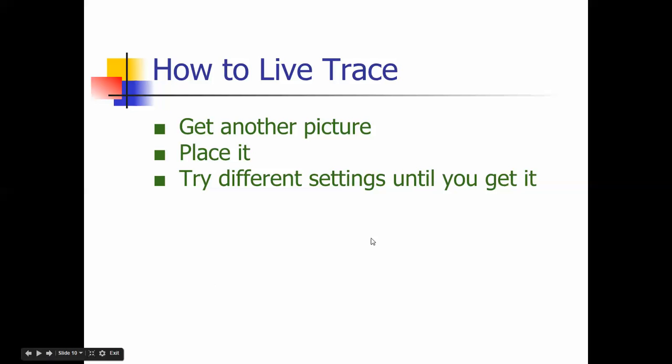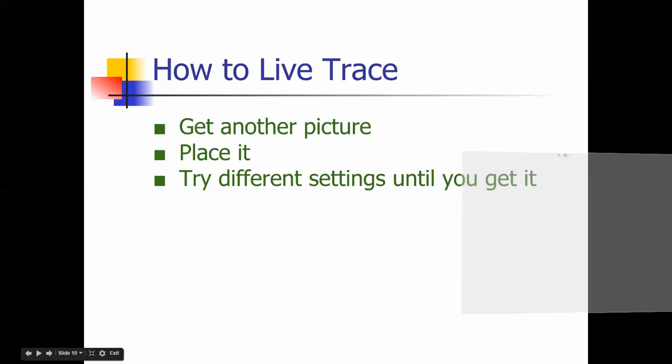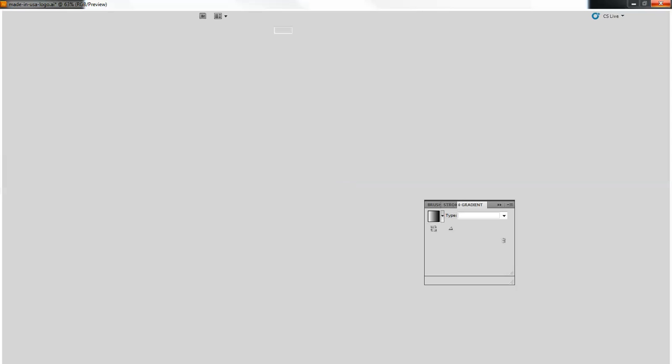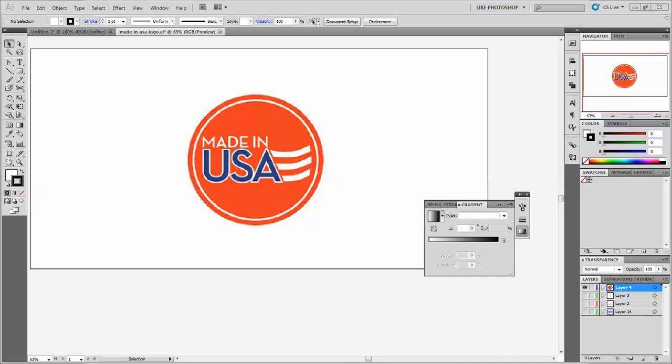Okay, how to live trace. So you're supposed to draw part of it, and then we're going to live trace part of it. So if I look at this thing, we're going to see some stuff that would be good to live trace and not good to live trace. So let's take a look at it. Okay, if you look at the letters, you don't want to live trace letters. Well, let's just do it, and then we'll see.